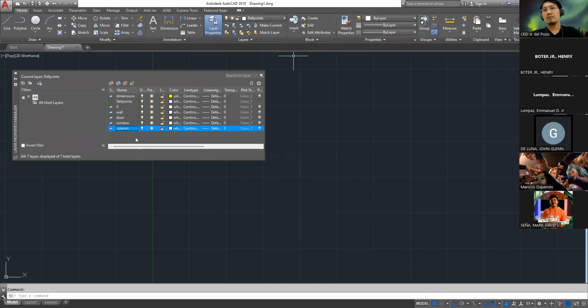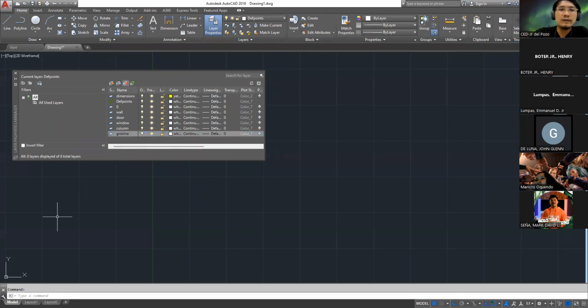Column is sa Tagalog yung poste. So yung column represents the foundation of the house, o yung kanyang skeletal o yung structure. So kaya importante ang column. Aside from this, sa mga component ng floor plan, we have the grid line and the dimension.